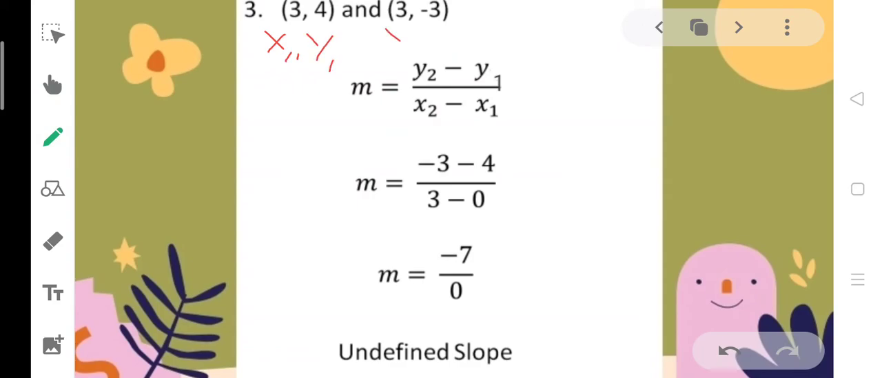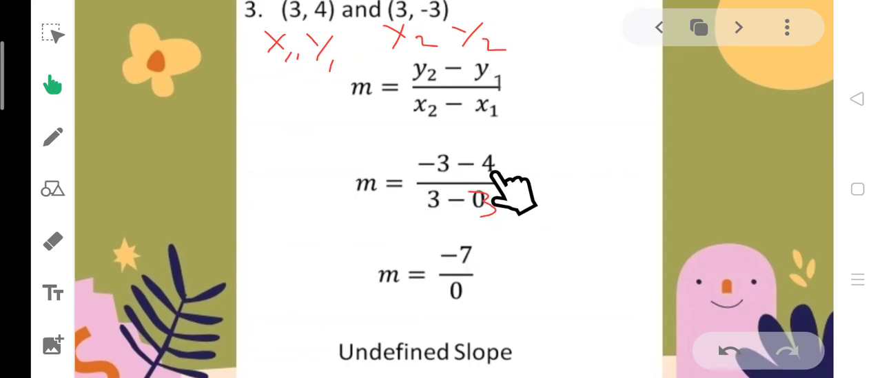So, this is again our x sub 1, y sub 1, x sub 2, y sub 2. Substituting in the formula, we have negative 3 for y sub 2. Be careful with the sign. Negative 3 minus 4 for our y sub 1. And then for x sub 2, we have 3. For x sub 1, we have 3. So, 3 minus 3, all right?